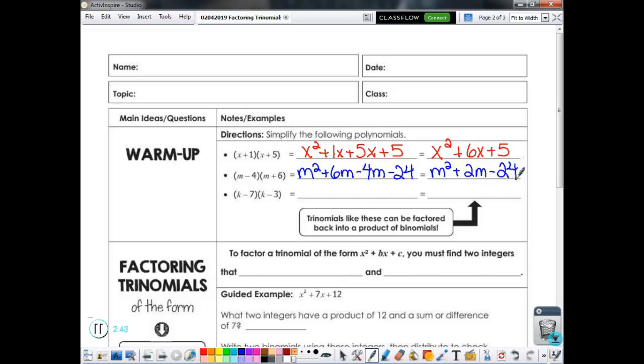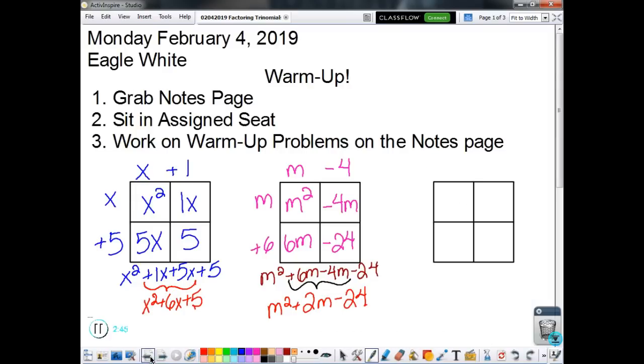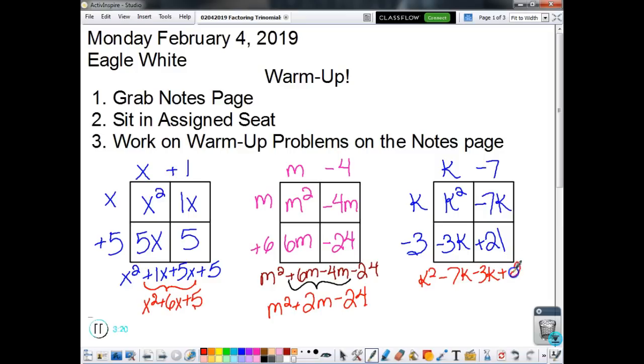Alright, now last one, k minus 7 times k minus 3. So k times k is k squared. K times negative 7 is negative 7k. Negative 3 times k would be negative 3k. And then negative 3 times negative 7, positive 21. So then I want to add everything up. So k squared minus 7k minus 3k plus 21.